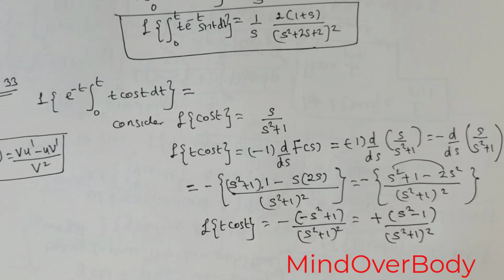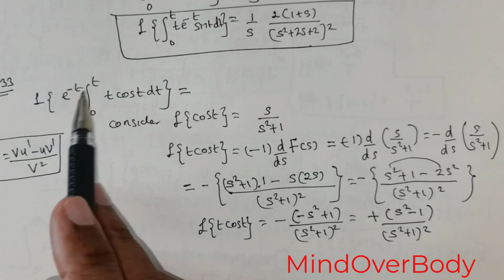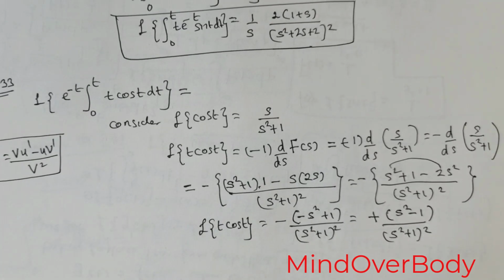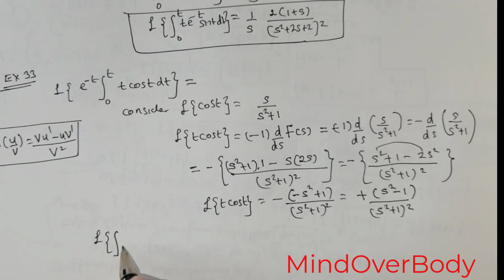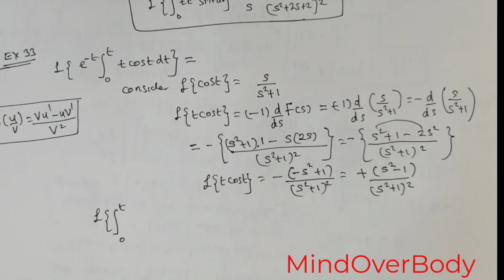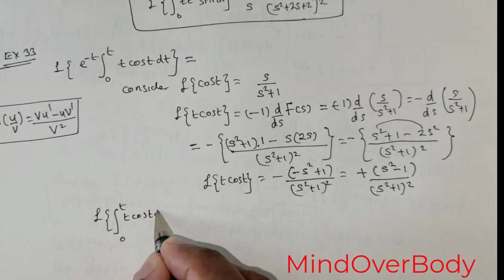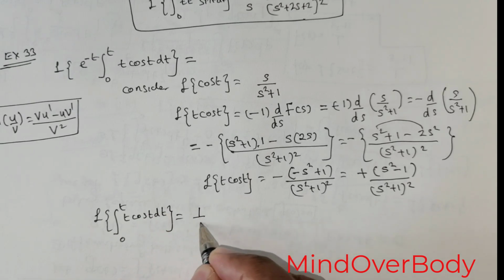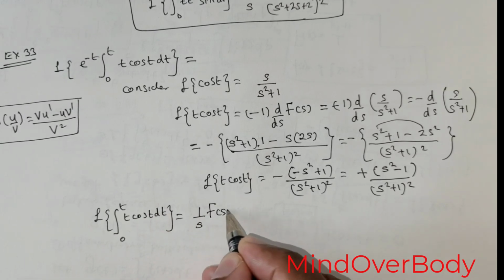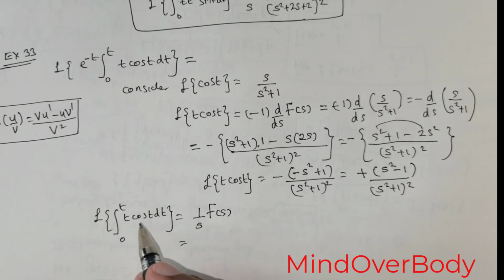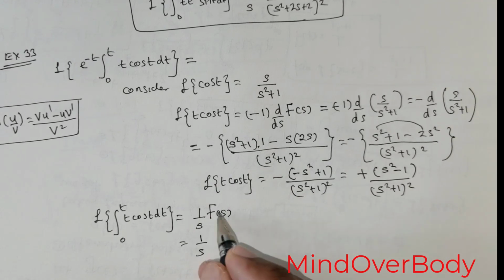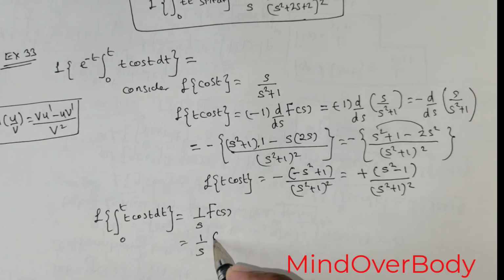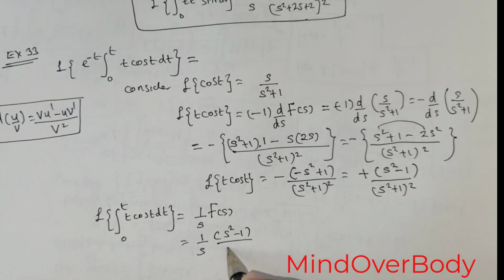And this is the Laplace transform of t times cos t. Now the all important action is we need to integrate this. We also know that the Laplace transform of the integral from 0 to t of t cos t dt is equal to 1 over s times F(s). We have just obtained the transform, so that's going to be (s squared minus 1) divided by (s squared plus 1) raised to the power of 2.